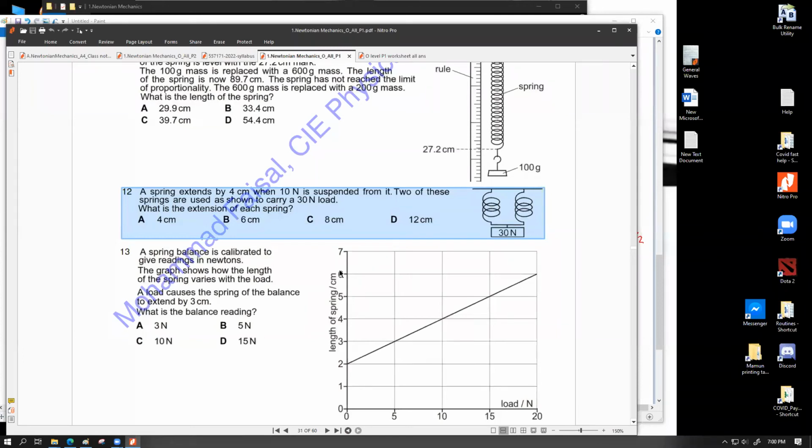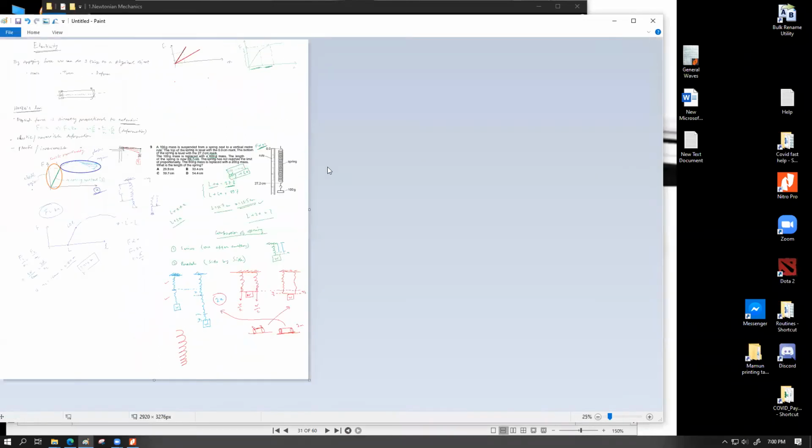So 10 Newton applied force, in this case, gives us an extension of 4 centimeter. So how much extension should we have under the effect of 15 Newton of force? That's what you're trying to find out. What do you think? There are actually many different ways we can approach these questions. Let me show you another way for this one.